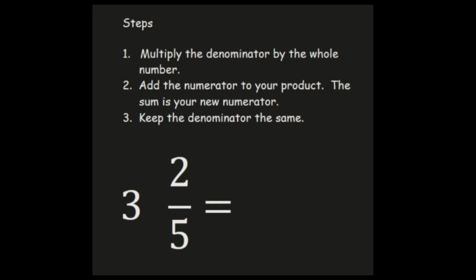So now I have 3 2/5, and I'm going to turn this mixed number into an improper fraction. And I'm going to do it going through my steps again. So I'm going to take that denominator of 5 and multiply it by my whole number of 3. So 5 times 3 is 15. And then I'm going to take this product and add the numerator to it. So 2 is my numerator. So now I have 15 plus 2. 15 plus 2 is 17. And this sum, the 17, becomes my new numerator. My denominator stays the same, so my denominator stays 5. So 3 2/5 equals 17/5.